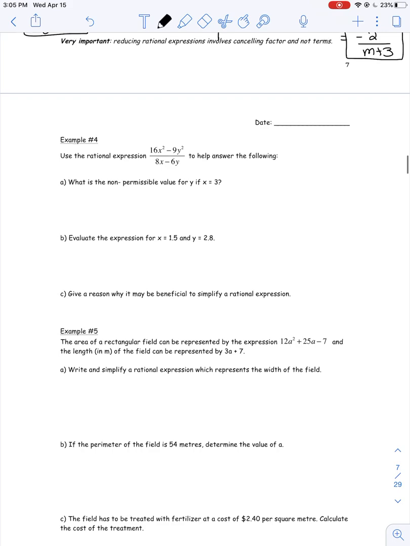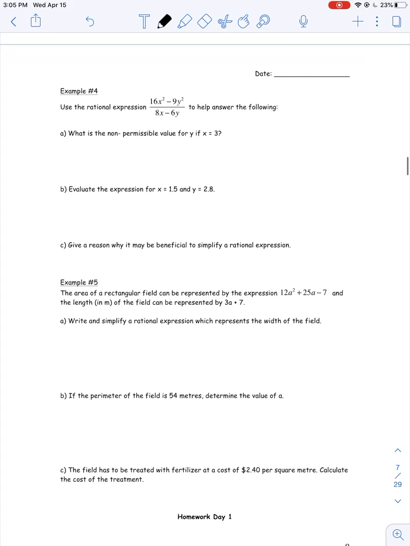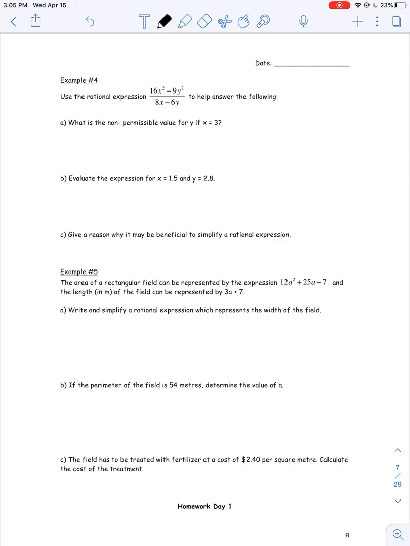So don't forget, reducing rational expressions involves canceling factors, not terms. Don't cross off stuff that looks the same if they have addition between them. Only cross them off if they have multiplication between them.